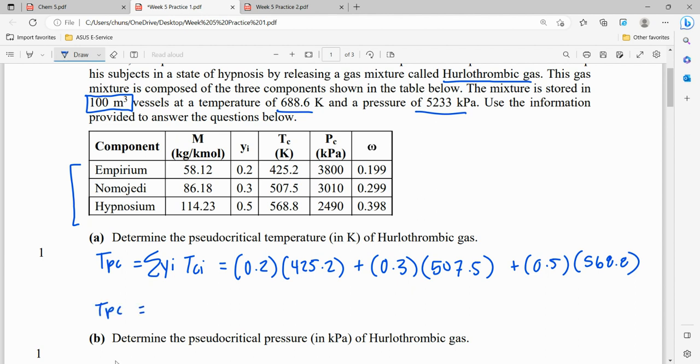And that makes our pseudocritical temperature equal to 0.2 times 425.2 plus 0.3 times 507.5 plus 0.5 times 568.8. And think to yourself now, which one is in highest concentration? That would be our last one, right? So we can expect our temperature to be closest to that given by the last component, right? And that is 521.69 Kelvin is our final answer for our first question.